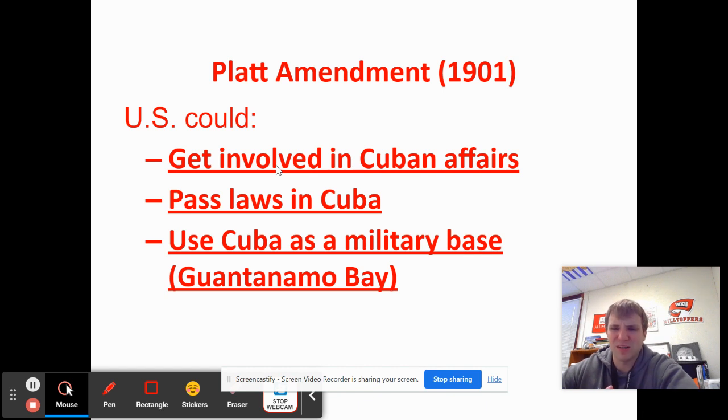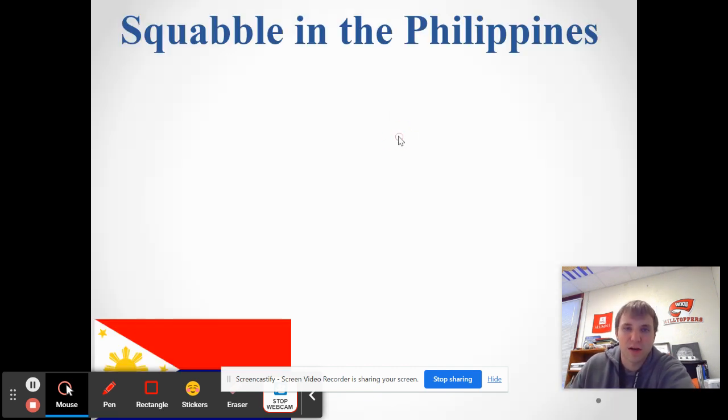Anytime Cuba wanted to conduct business with a foreign nation, they had to let the United States know. It's almost like baby steps for Cuba on the road to becoming independent. We could pass laws for Cuba, and you got to think about how asinine and crazy this is. We wouldn't like it very much if China or Russia or whoever passed laws for us here in the States, but we did that in Cuba. And last but not least, we used Cuba as a military base. We were allowed to construct Guantanamo Bay, which is used to interrogate suspected terrorists.